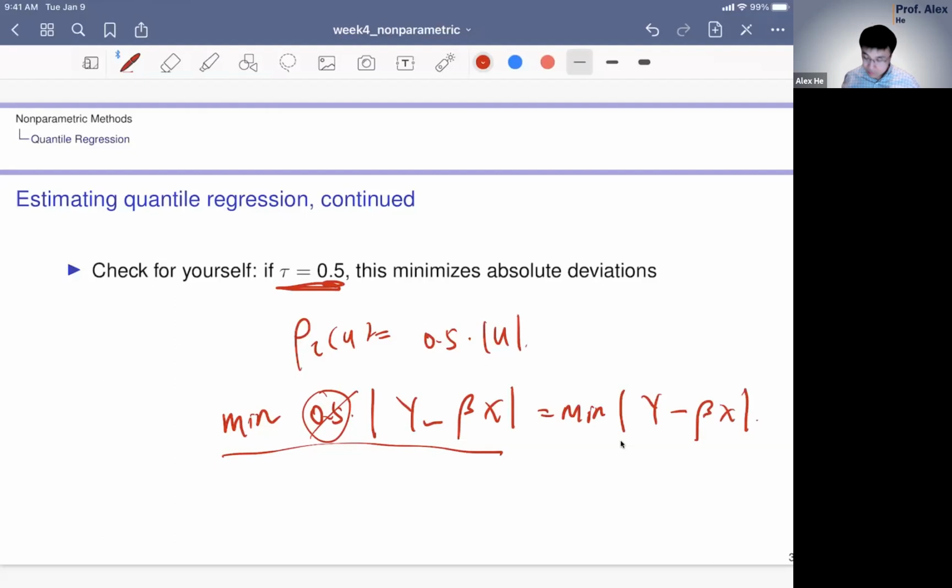Right? Because if you have like five values, and then you calculate the sum of something, the sum of the deviation of all of the y's from your prediction, and then only when your prediction is at the median, that sum can be minimized.